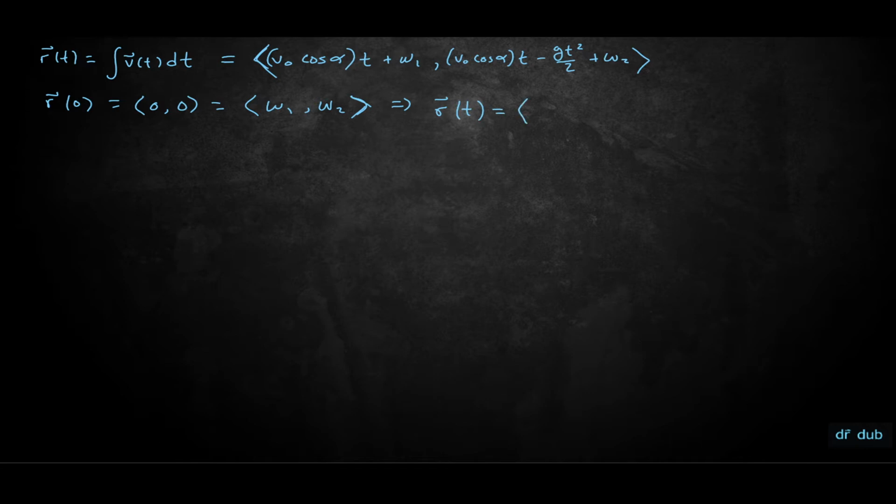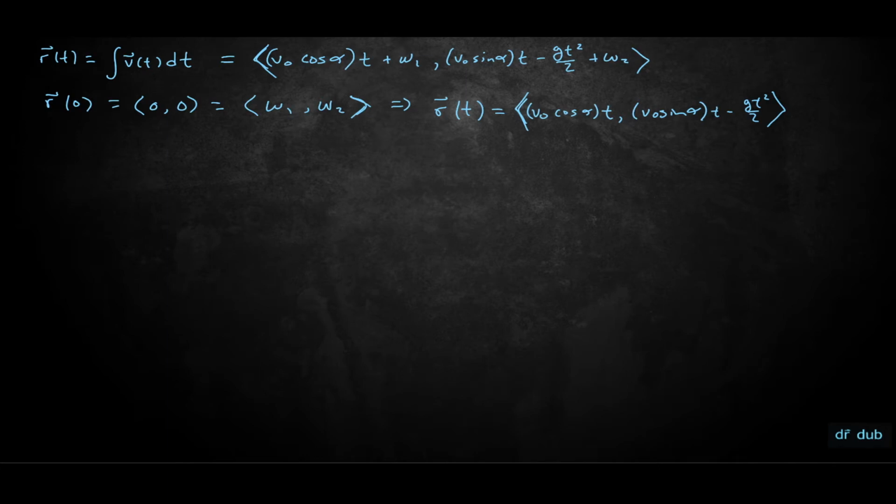is v0 cosine alpha times t, and then v0, oh, that one should be sine, sorry, should be sine alpha right there, sine alpha times t minus g t squared over 2. So that is our position function as a function of time.